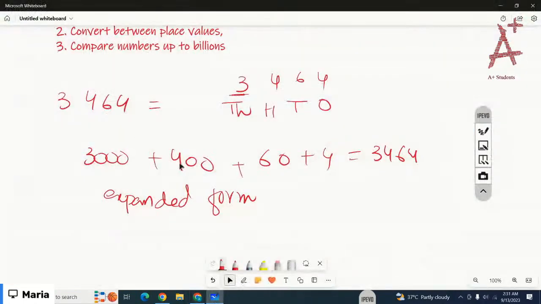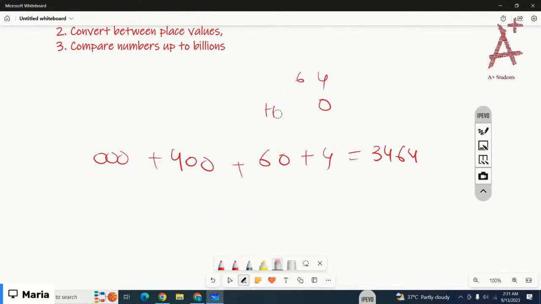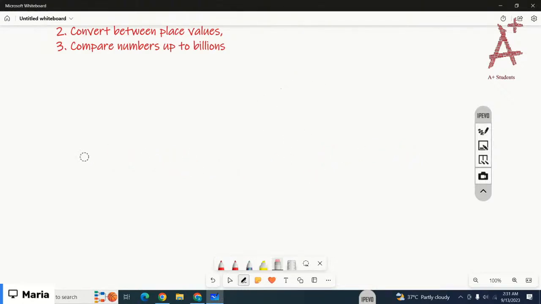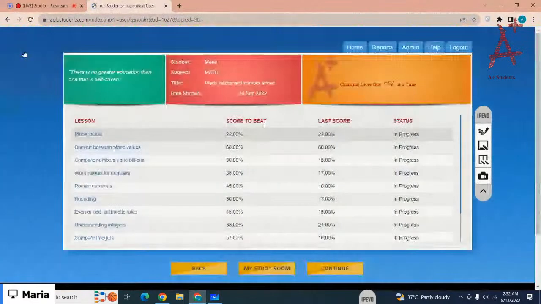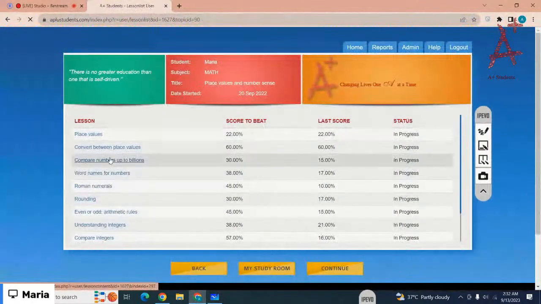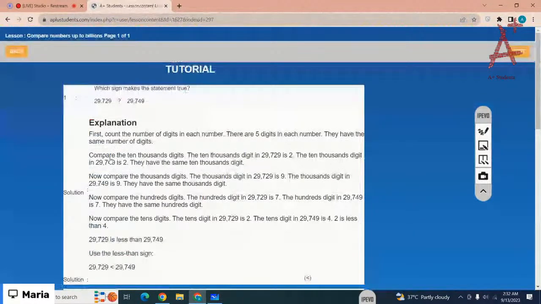Let's see the next lesson. We're going to start with compare numbers up to billions. So we're going to learn how to compare numbers. Comparing numbers means if you are given two numbers, you have to see which number is greater, or which of them is less.